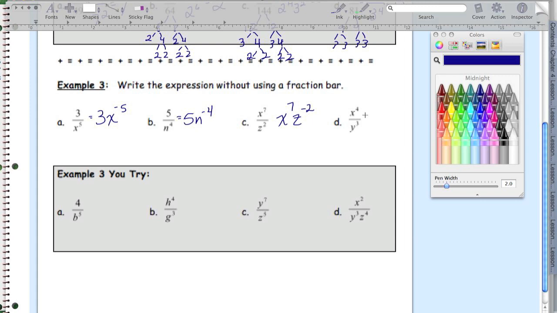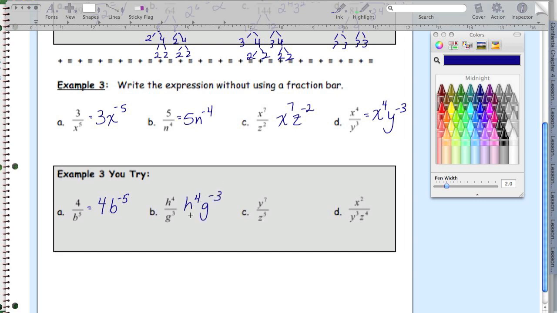X to the 4th is going to stay where it's at. It's already in the numerator, and I want no fraction bar, so I want everything in the numerator. To bring up y to the 3rd, it's y to the negative 3rd. In the next one, 4 is going to stay where it is, and it becomes b to the negative 5th. We get h to the 4th, g to the negative 3rd.